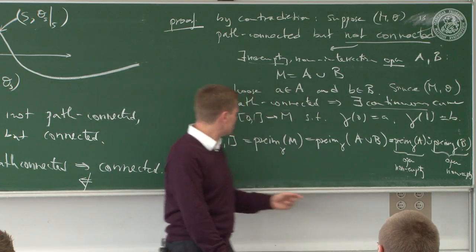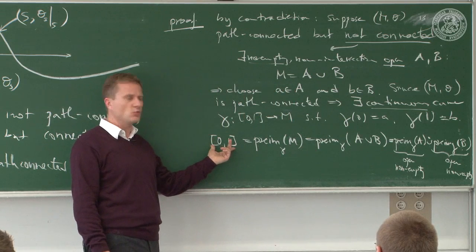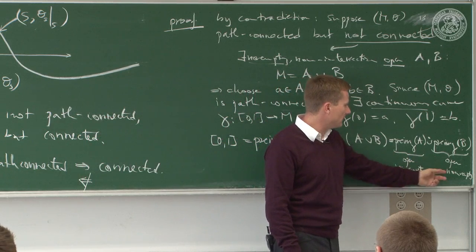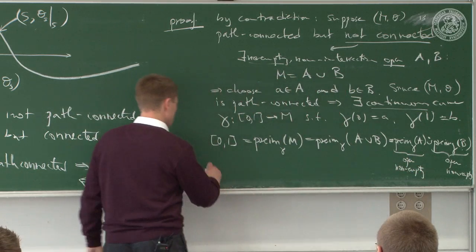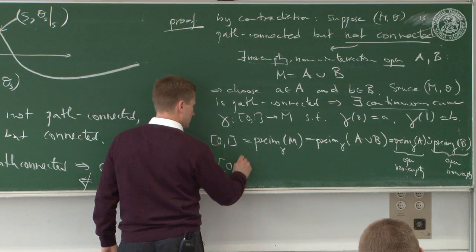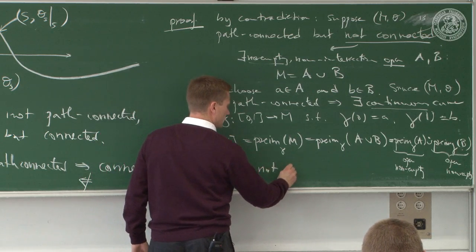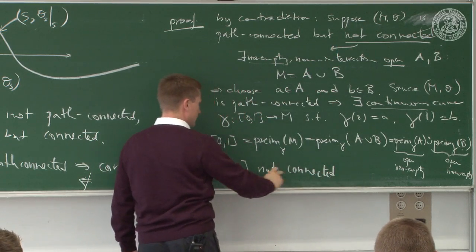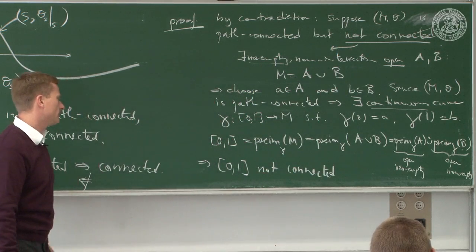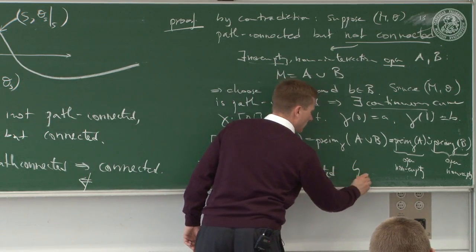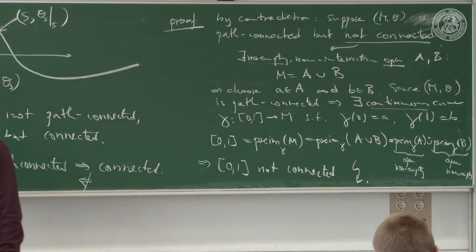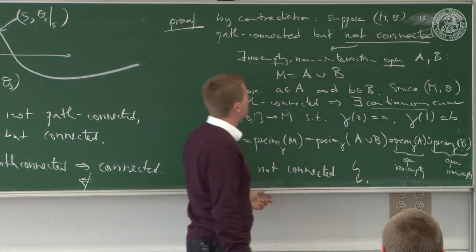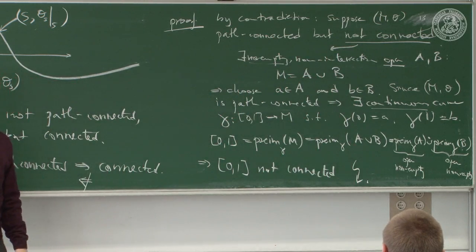So that means we have the interval from 0 to 1, and we decomposed it into two open, non-empty, non-intersecting sets. That implies that the interval [0, 1] is not connected. Now we start with the not connectedness of the topological space. We now have the not connectedness of this interval, and we know that is not true. That's a contradiction. Hence, a space cannot be path connected but not connected. End of proof.